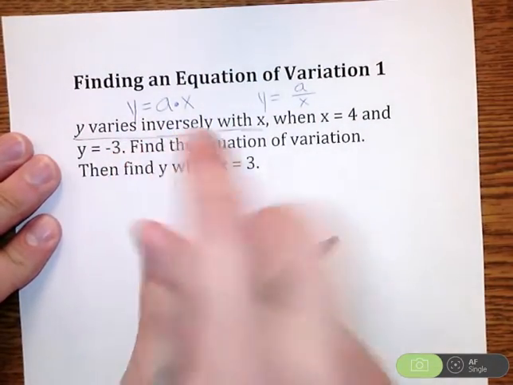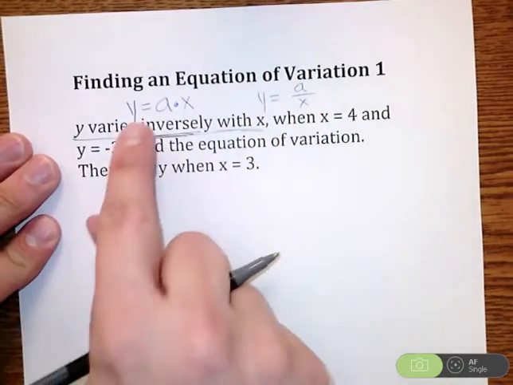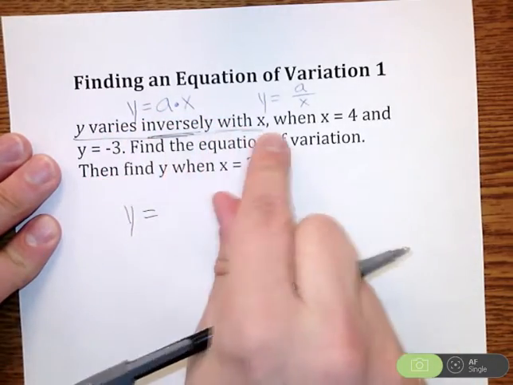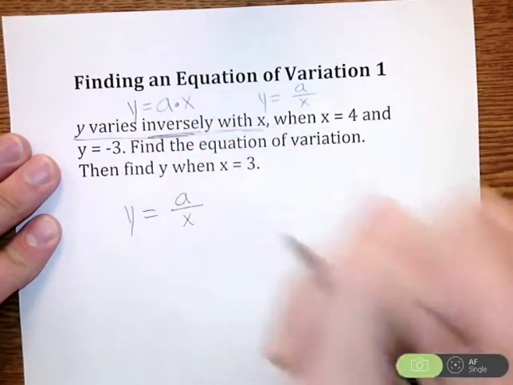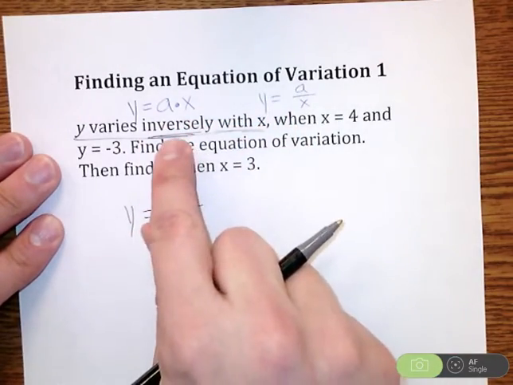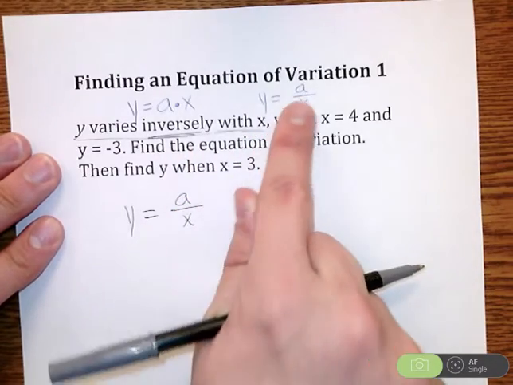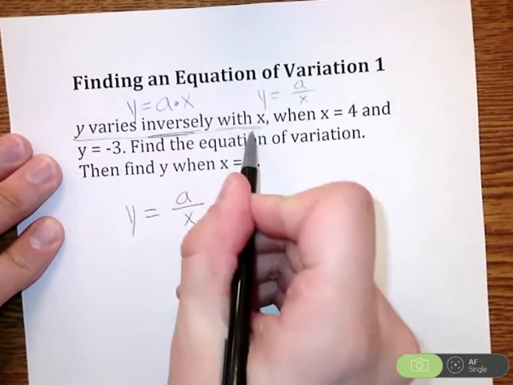So the first line says y varies inversely with x. Immediately I see this word inversely and I start thinking, all right, I'm using this. So I'm going to start by using the correct variables. It says y varies inversely with x. If I'm varying inversely, then I know I need a divided by x, because inversely usually means divide by whatever variable comes next. A is my constant of variation. That's always on top.